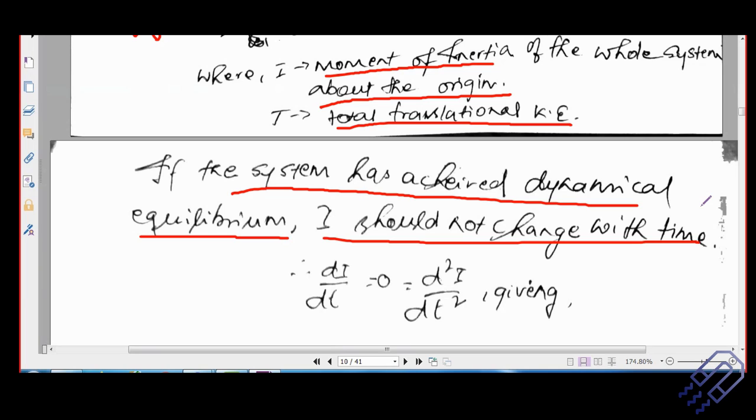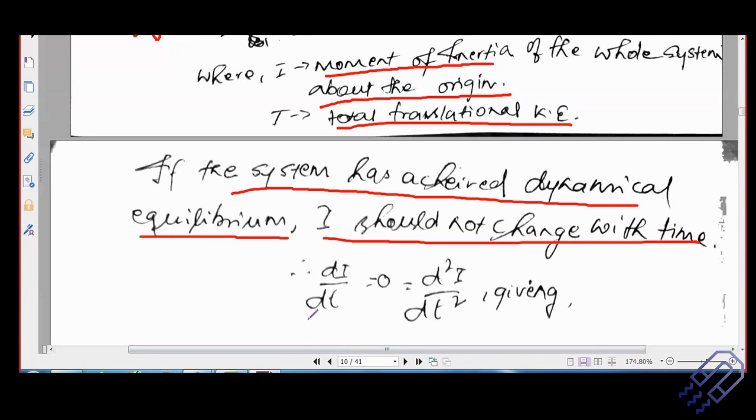If we consider the motion of the molecules under dynamical equilibrium, they will keep moving, no doubt, but the molecules are not going to change their position much. If they do not change their position much, the center of mass is not going to get shifted. If the center of mass doesn't get shifted, that means the moment of inertia will more or less remain the same. So I should not change with time.